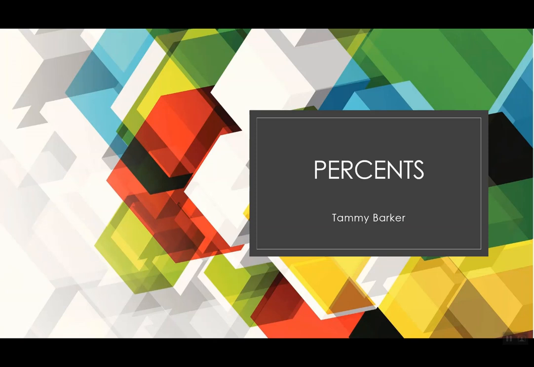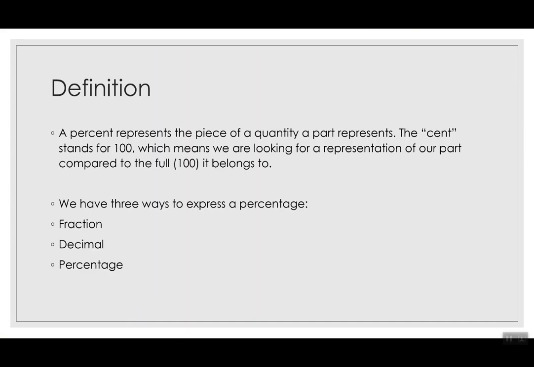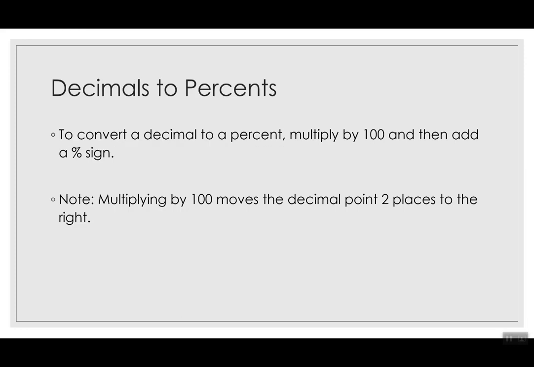Today we talk about percents. A percent represents the piece of a quantity a part represents. The cent stands for 100, which means we are looking for a representation of our part compared to the full 100 it belongs to. We have three ways to express a percentage: as a fraction, as a decimal, and as a percentage. Let's start with decimals to percents.